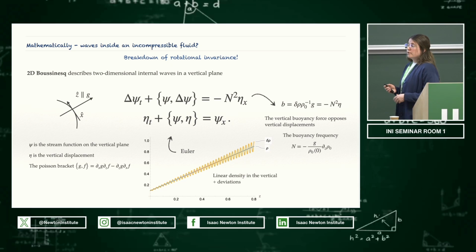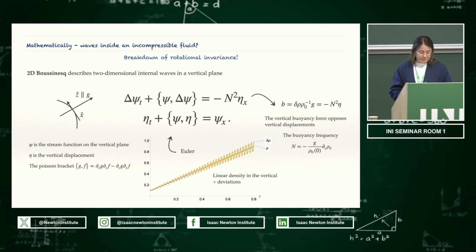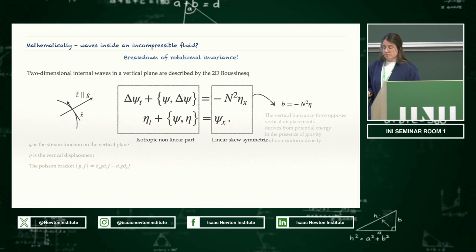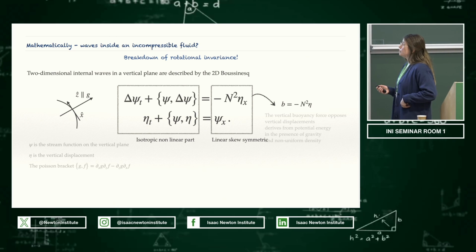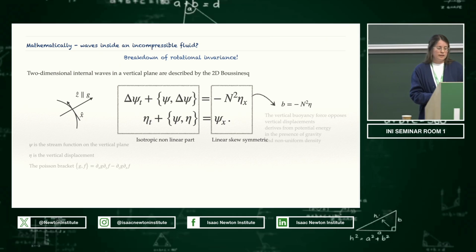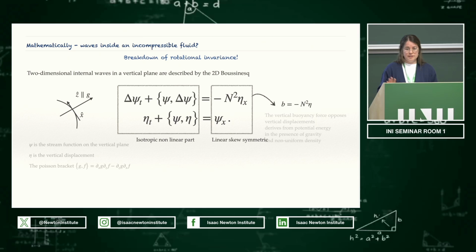For those who are working on inertial waves, this equation looks like a rotating fluid with constant rate N. This equation has two parts. One really looks like the Euler equation with density continuity, and it is isotropic and nonlinear. The other part is the linear skew-symmetric part that is there due to gravity, and it is the part that breaks the rotational invariance of the Euler equation. This is also the part that produces waves.